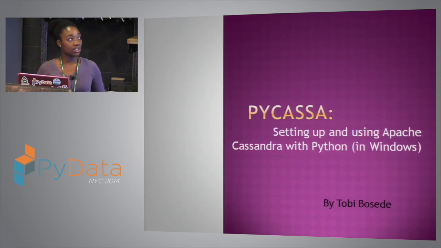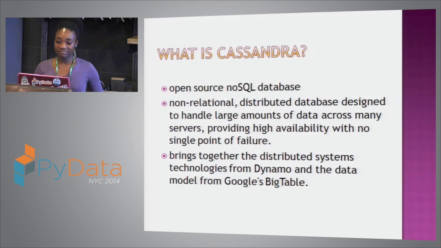Today I'll be sharing with you about PyCassa and how to set it up along with Cassandra. So basically Cassandra in Python. So what's Cassandra? Cassandra is an open source NoSQL database. That basically means it's non-relational and it's distributed to handle large amounts of data across multiple servers.